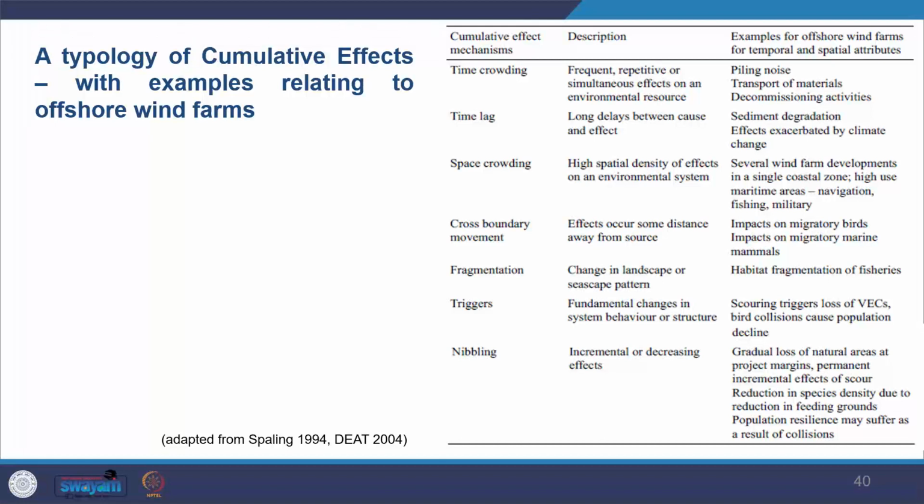Now looking at some of the mechanisms and typology. Looking at the mechanisms which cause cumulative effects, they are put into categories in a number of different ways according to spatial and temporal attributes. So the typology of cumulative effects, which incorporates temporal or spatial attributes, we can see some of the typologies here. We have partially covered this before as well. You may recollect that.